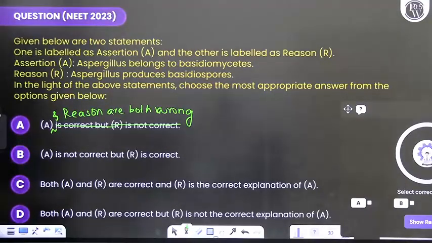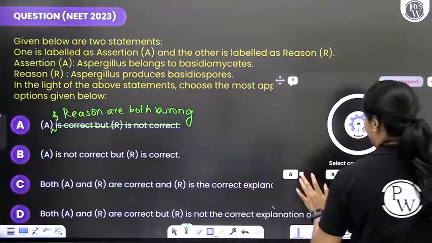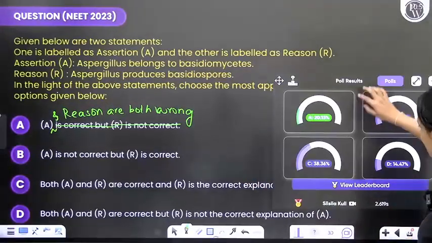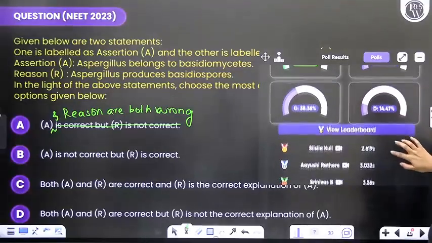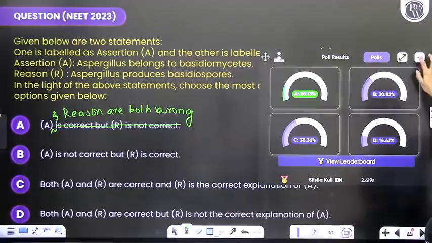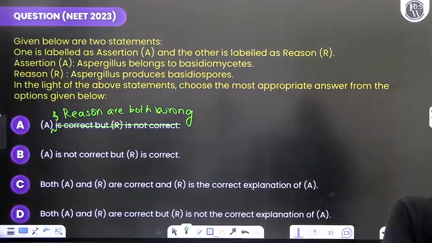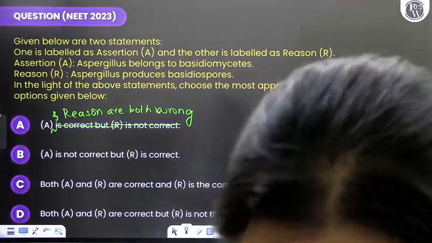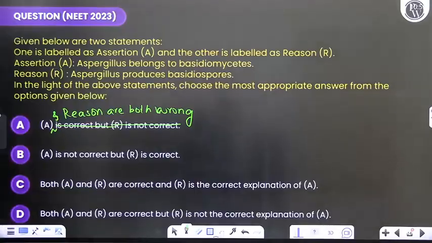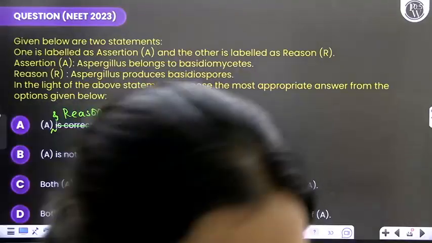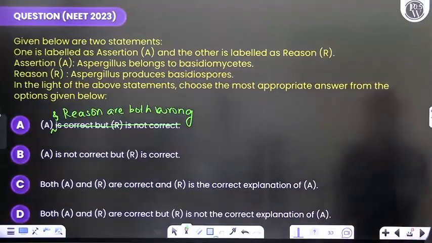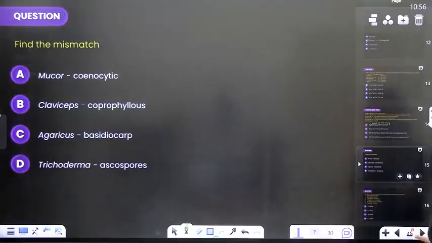Aspergillus belongs to? Okay, so option A will be the correct answer. Both of them are wrong. This is by fluke only. Ayushi Srinivas Silsila, I don't know why you answered A, but this question is faulty. Both of them are wrong. I should have made it statement 1, statement 2, but yeah.